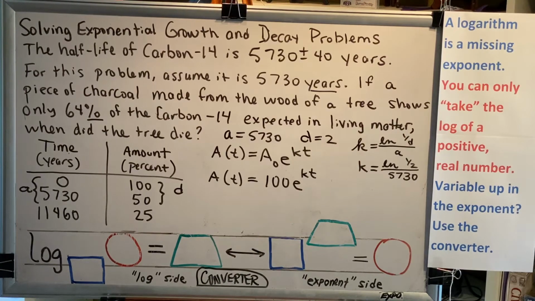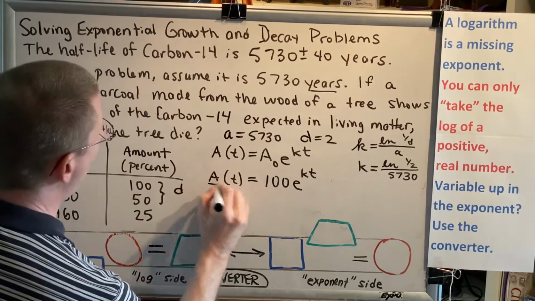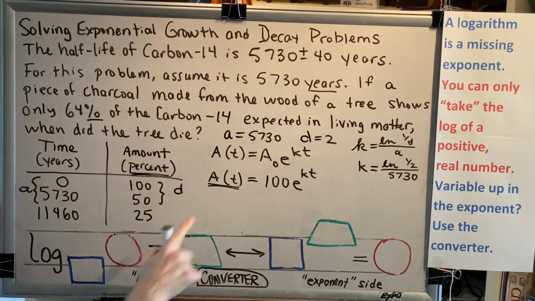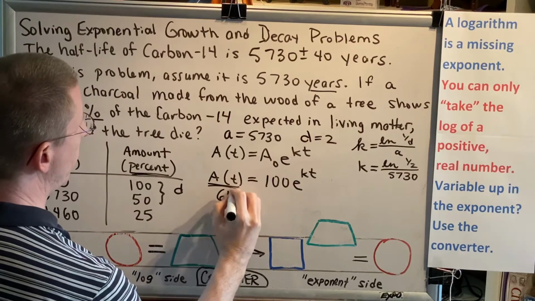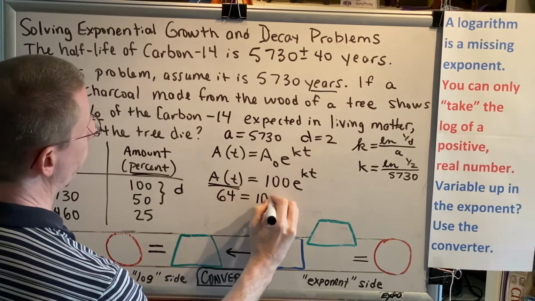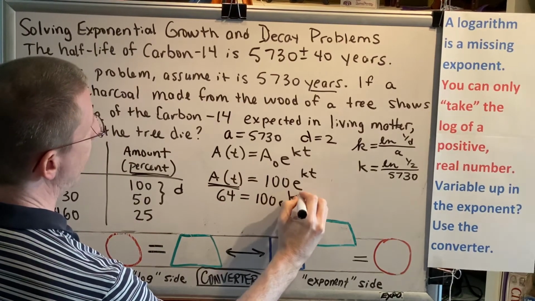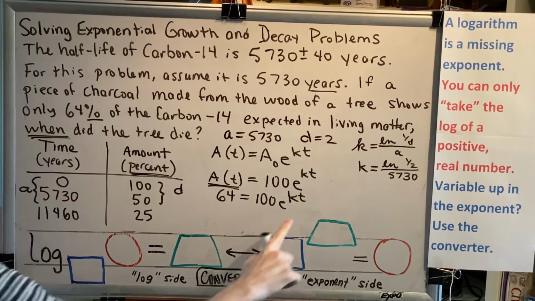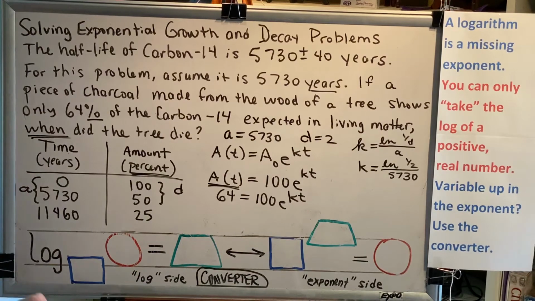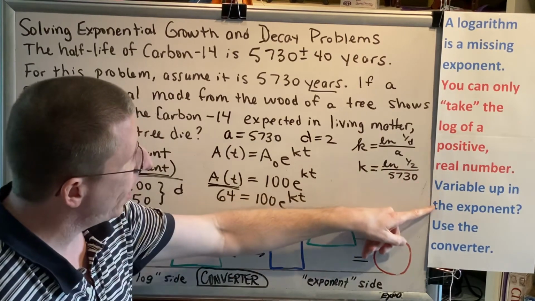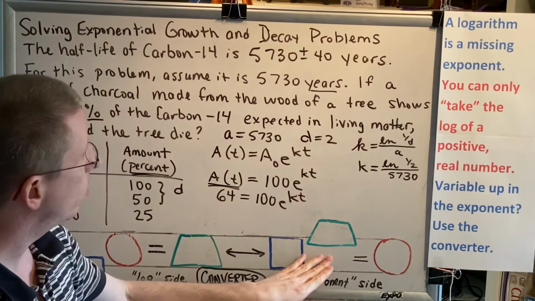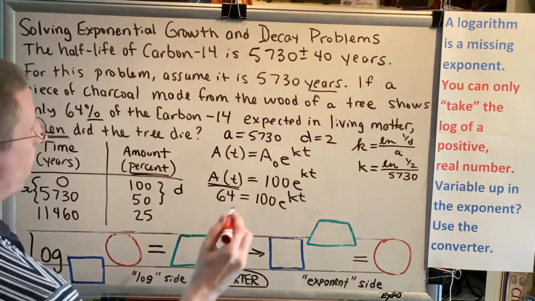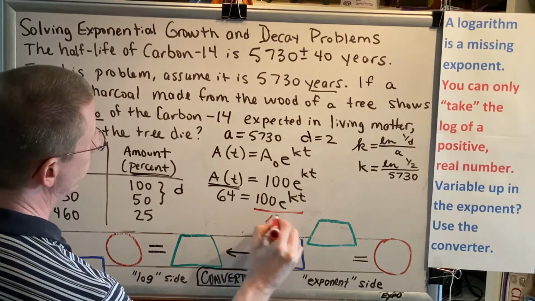We find this tree, we measure the amount as a percent, and we find that it's 64%. So 64 goes right here in the amount space, and we get 64 equals 100 e to the kt. The question says when. So we're looking for t, solve for t. When what you are trying to solve for is up in the exponent, use the converter. So we want to use the converter, but we have to get rid of the 100 first. So divide by 100 on both sides.